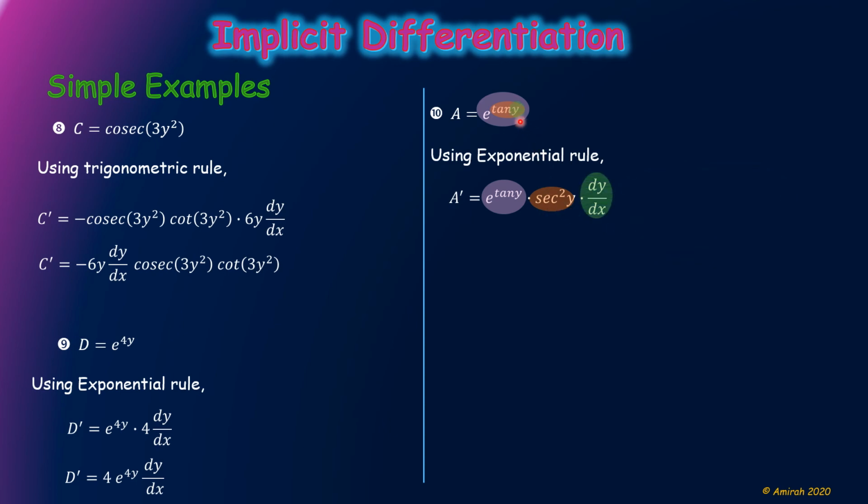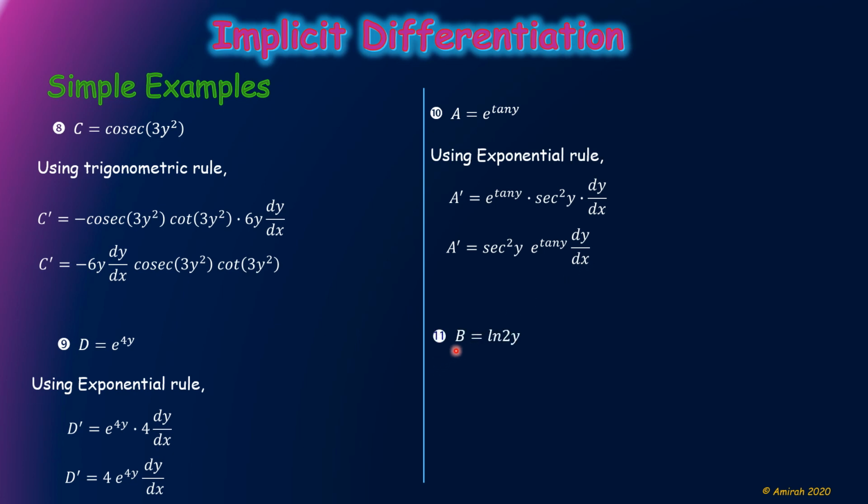And after that, we differentiate y with respect to x. So we have dy over dx at the back. Alright? And then we just rearrange, so we can write a prime equals sec squared y e to the power of tangent y dy over dx. Alright?